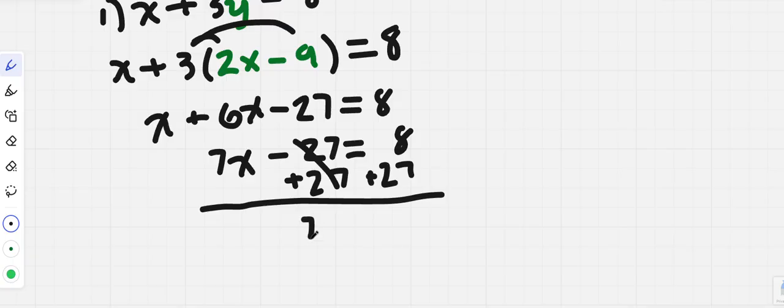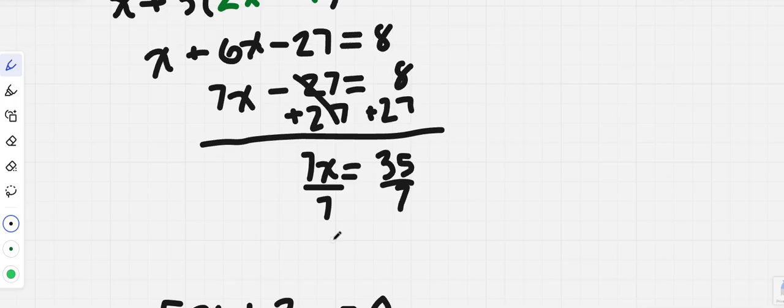Now we get 7x equals 35. Then we divide by 7 on both sides. And 7 goes into 35 5 times. So x equals 5.